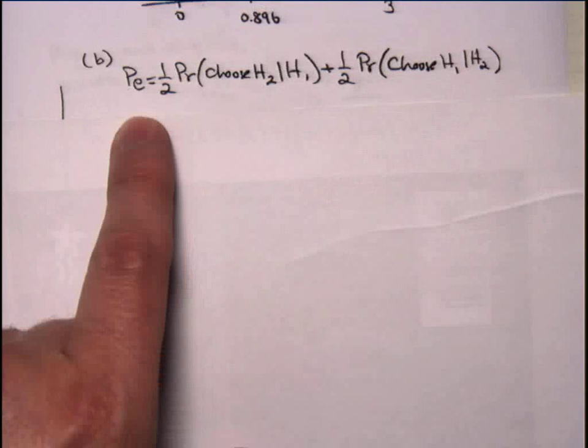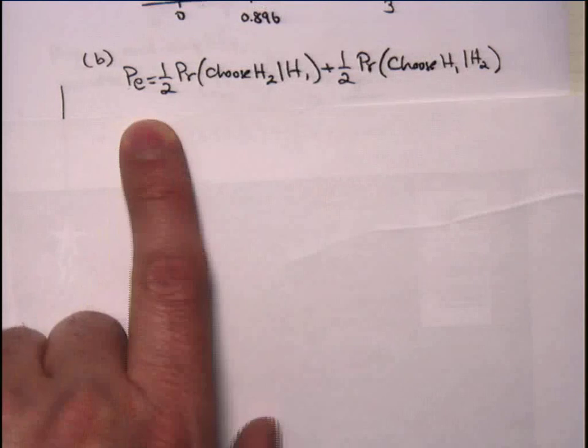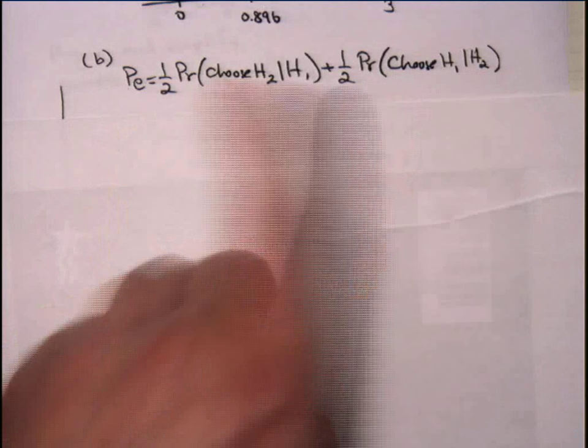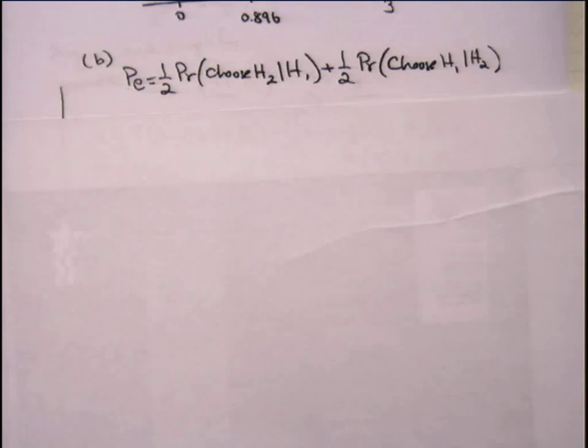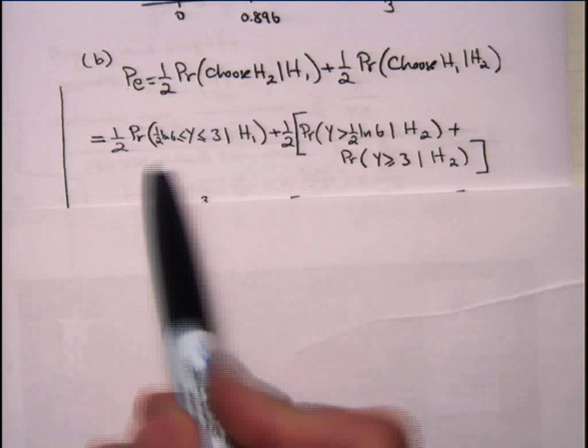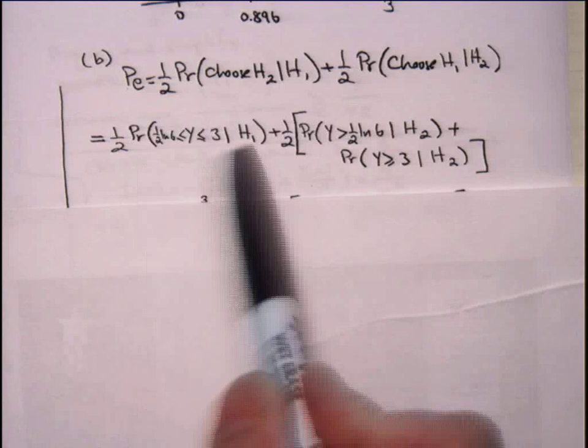So probability of error is 1/2 the probability of choosing h2 given h1 plus 1/2 probability of choosing h1 given h2. And these 1/2s are precisely the 1/2s that you use in choosing which teller you go and stand in line. Then the probabilities are written in this fashion. You just write the range.